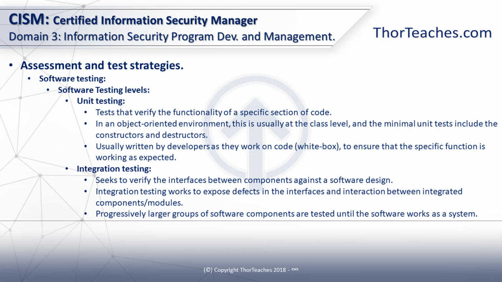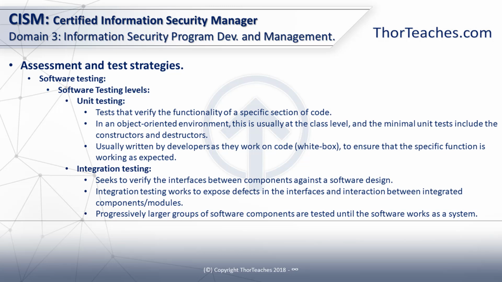Before we actually release our software into our production environment, we go through many different phases and many different teams who test the software. And as part of that, we use unit testing. In unit testing, we test a specific section of the code. That one unit is tested for functionality to ensure it works as we expect it should. In an object-oriented environment, this will normally be done at the class level, and the minimal test units would include the constructors and the deconstructors.